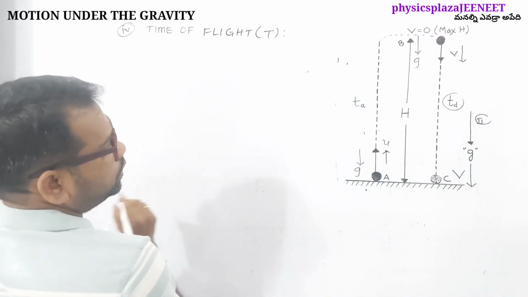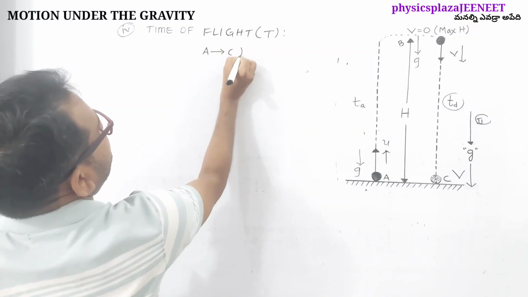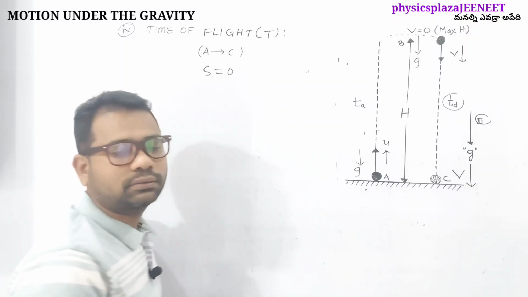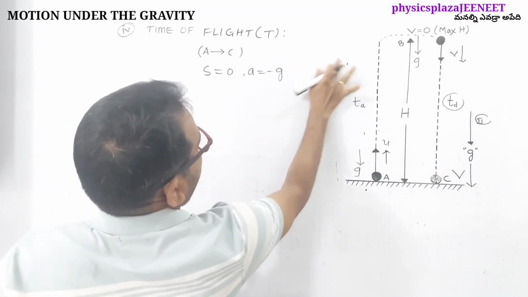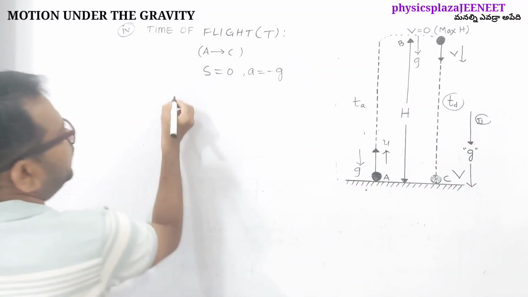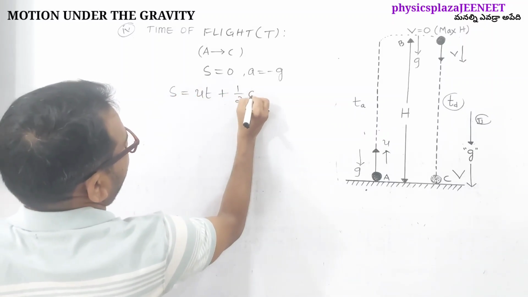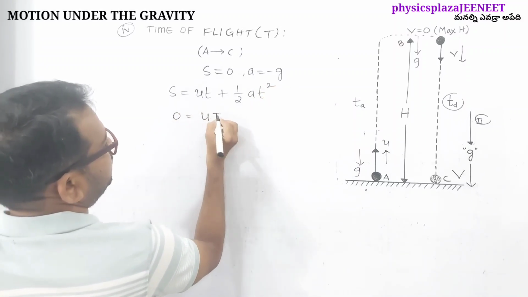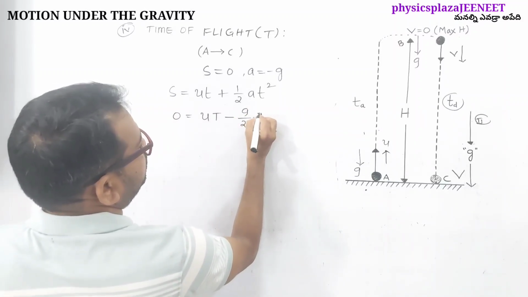So children, during the total journey, A to C, what is the displacement? 0, right? Because it is coming back to the same point. Displacement is 0. Acceleration a is equal to minus g. That's fine. And initial velocity u will be there. Now let us take s is equal to ut plus half a t square. So this will be 0, u, time will be capital T, a is going to be minus g, so minus g by 2 into T square.